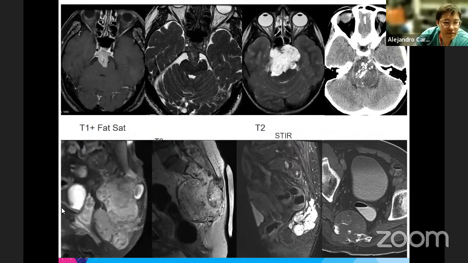Chordomas tend to occur in the sacrum. They also tend to occur in the clivus. Here on the top are some images of an intracranial clival chordoma, and on the bottom a sacral chordoma, showing the various sequences and its appearance. Over in the CT, you can see how there are some calcified portions within it, and that's thought to be normal bone within it rather than calcified bits and pieces.